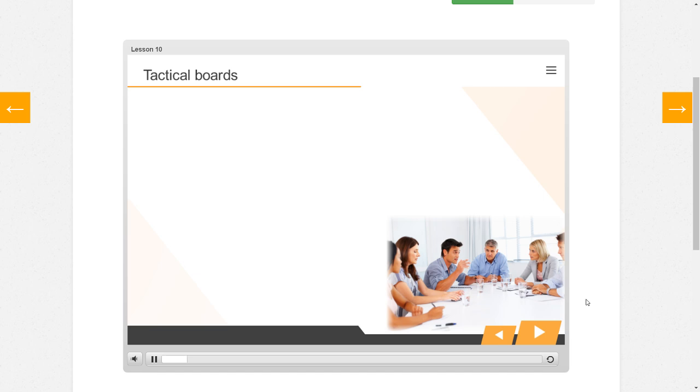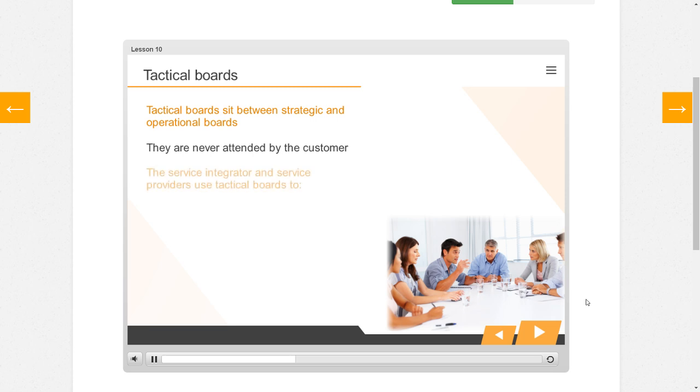The next governance board we need to study is the tactical board, which sits between the strategic and operational boards. This board is the only board that is never attended by the customer. It is used by the service integrator and the service providers to prepare for operational boards and to carry out discussions before meeting with the customer to discuss, for example, any service issues.